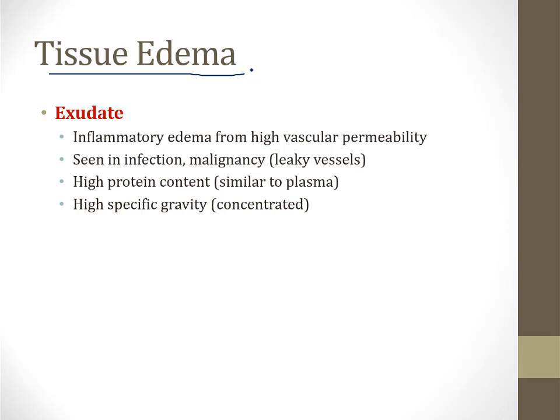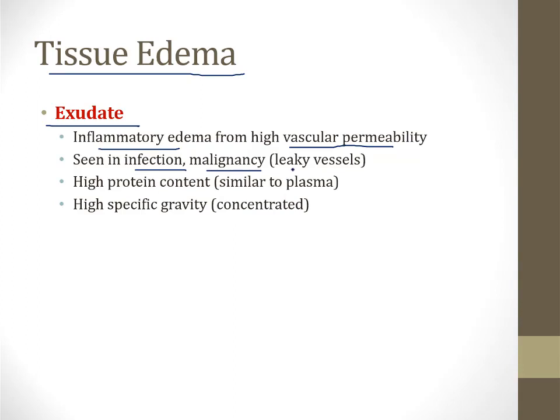There are basically two reasons why tissue edema can occur as part of a disease process. The first reason is called an exudate, or an exudative form of edema. This is what we've been talking about up to this point in this video. An exudate means fluid leak into tissues that is in the form of inflammatory edema from high vascular permeability. And this is what you see in the setting of infections and malignancy.